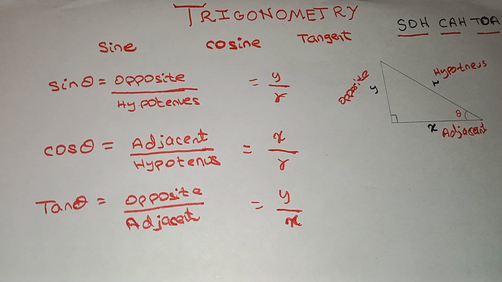Now sine, cosine, tangent. These are the three trigonometric ratios. So in this class, what have we learned? We have learned the trigonometric ratios, and in a right angle triangle we have named the sides. So what is hypotenuse, what is adjacent, and what is opposite.